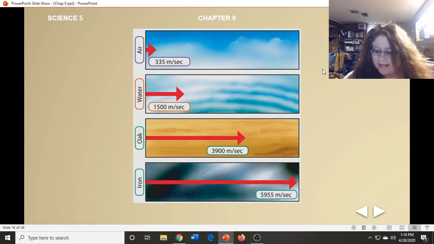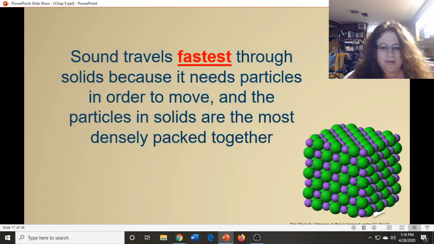Now, in order to explain that better, I have some more examples on this PowerPoint. So, sound travels fastest through solids because it needs particles in order to move, and the particles in the solids are the most densely packed together. If you remember way back in the middle of the year, maybe it was November or December, we talked about what the molecules of a solid, liquid, and gas look like. And we learned that the solid has molecules closely packed together. They are moving with a tiny bit of vibration, but they're densely packed.